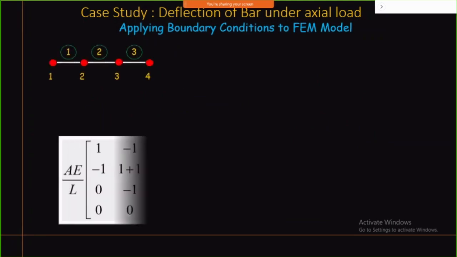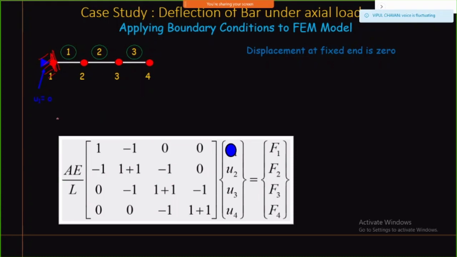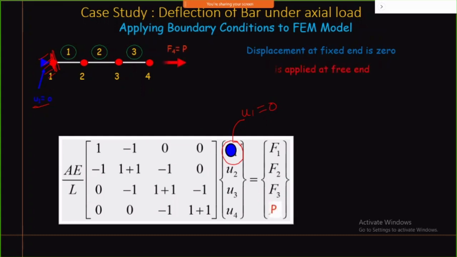Next we applied the boundary condition, and to apply the boundary condition means this particular node is to be fixed somewhere. This is the way we are going to fix it, and as we are saying this is fixed here, so the u1 displacement will be 0 here. Then we are going to apply the force at this end, so the F4 value will become P here, because this is an external force.